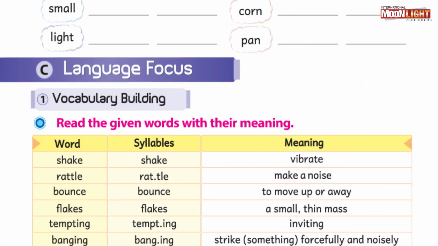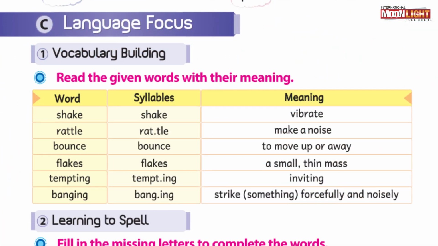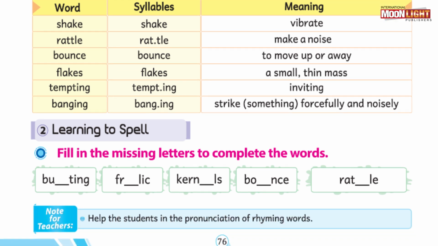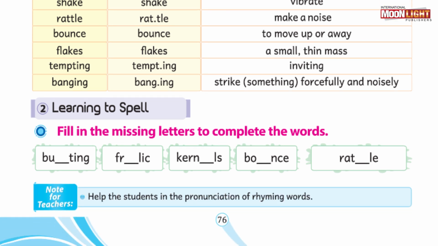Now it's time to move towards our next competency, and that is language focus. In the language focus competency, our first category is vocabulary building. But we have already accomplished this category while reading the poem. Now it's time to move towards our next question, and that is learning to spell. We have been given some words, but in these words some letters are missing. Let's start searching for the missing letters.